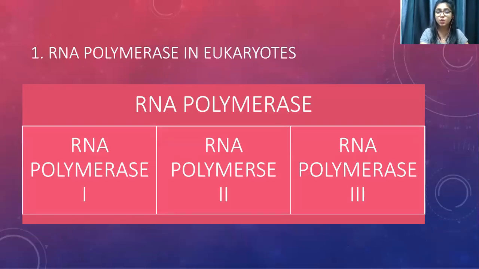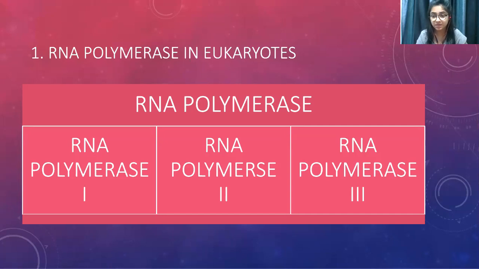RNA polymerase in eukaryotes is different from what we have studied in prokaryotes. In prokaryotes, there was only one RNA polymerase which was responsible for the transcription of all kinds of RNAs. Remember, if you have not watched those two videos, please go and watch them. The link is given in my description. So kindly watch them. In eukaryotes, different kinds of RNAs are transcribed using different kinds of RNA polymerases.